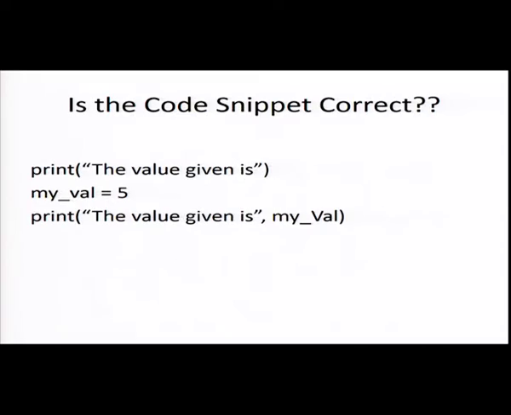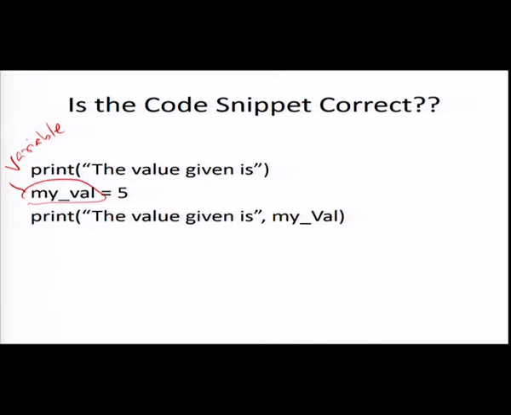Now, my dear viewers, you let me know whether the below mentioned code is correct. You are asked to print the value given as 5. My val, what is this? It is a variable name. So, myval equal to 5. You print the given value as myVal. What is the answer that you expect?